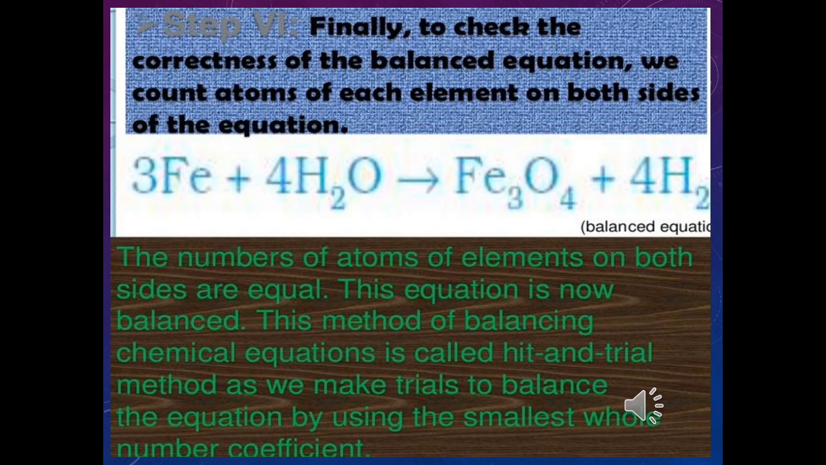Step 6. Finally, to check the correctness of the balanced equation, we count the number of each element on both sides of the equation. 3Fe plus 4H2O gives rise to Fe3O4 plus 4H2. The number of atoms of elements on both sides are equal. This equation is now balanced. This method of balancing chemical equations is called the hit and trial method, as we make trials to balance the equation by using the smallest whole number coefficient.